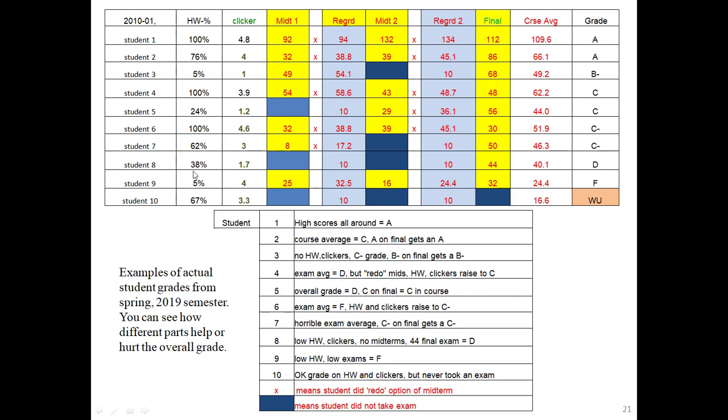This person did lousy on the homework, did not take the first midterm, did not take the second midterm, got a 44, which is a D, and so they got a D in the course. This person did lousy on the homework, F on the first midterm, F on the second midterm, F on the final, and they got an F in the course. This person did so-so on the homework. I don't even know why they turned it in, because they never took a single exam. And so if you don't take an exam, you end up with a W.